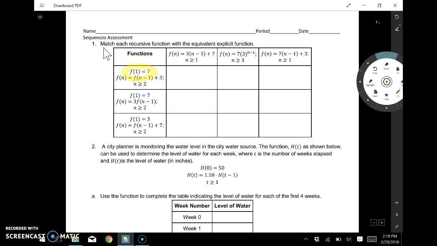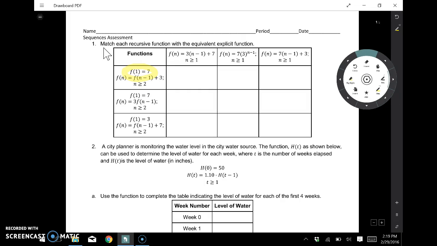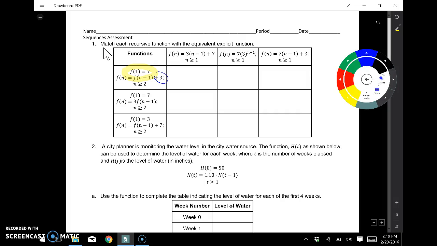And then what you're going to do is actually just add 3 each time. Because of that, we talked about, instead of adding 3 each time, we're actually going to be multiplying the number of times 3 is added to an initial term. So because I have adding 3 each time, this is my best choice because my initial term here is 7.